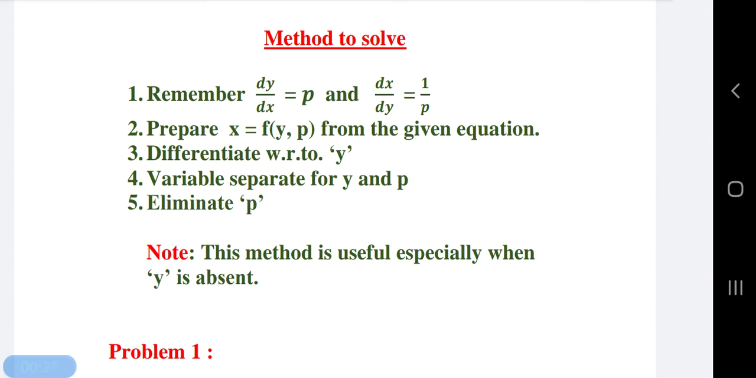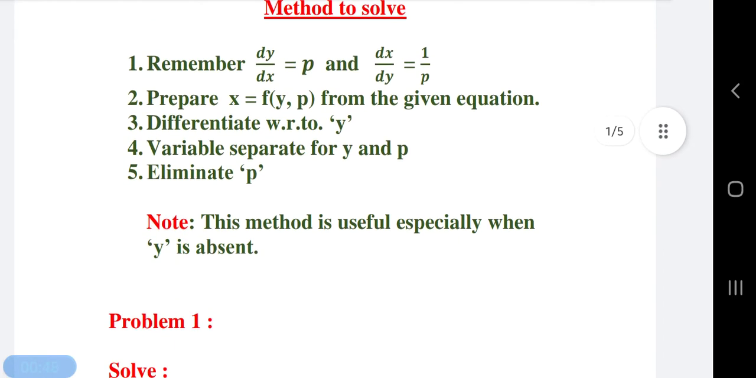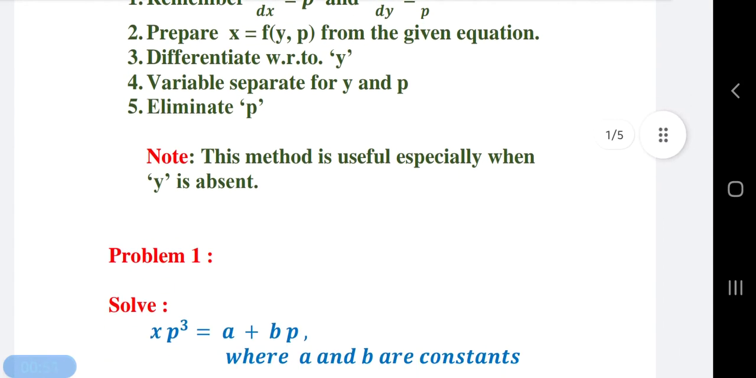First we wish to convert the given equation in terms of x as a function of y and p. That is, we wish to have x on the left hand side, and y, p and constants on the right hand side. Then we will differentiate it with respect to y. Then we will do the variable separable method for y and p. Then we will eliminate to get the solution. This method solvable for x is especially useful when y is absent.